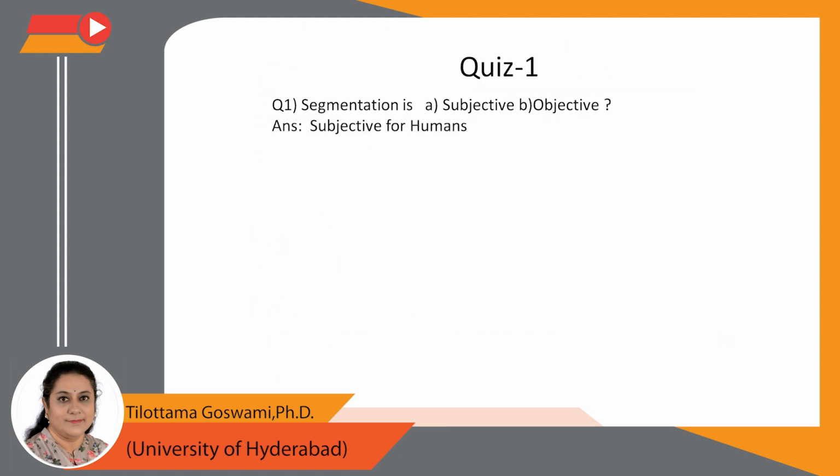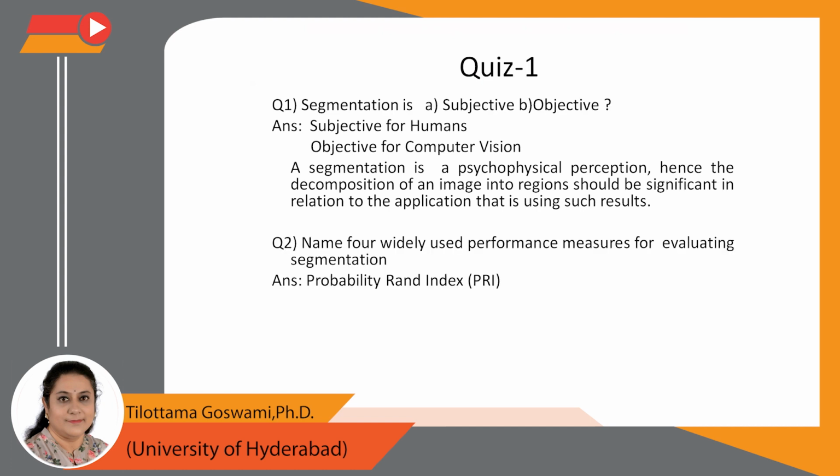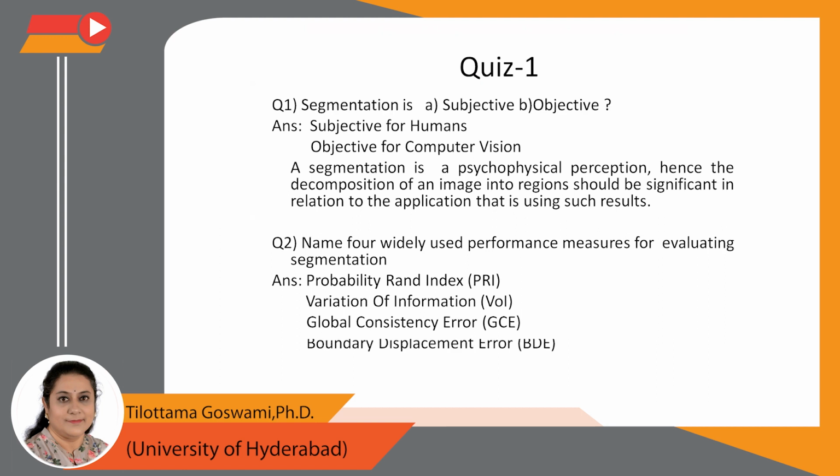Segmentation is subjective for humans, objective for computer vision, because it's a psychophysical perception, and the decomposition of regions should be significant in relation to the computer application used for the vision tasks. The performance measures are probability rand index, variation of information, global consistency error, and boundary displacement error. We will discuss these in detail in the subsequent lectures.